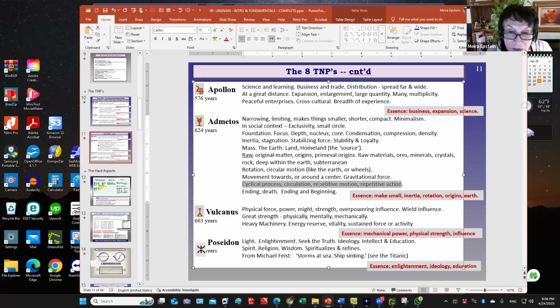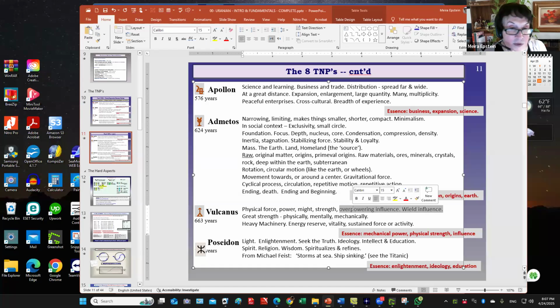Vulcanus. Vulcanus is nice. Vulcanus is physical force, power, might, strength, overpowering influence, wielding influence. Look at the word influence. You know, nowadays on YouTube, we have all these young people who are influencers. It's a hot new item among young people. They become influencers, and they have all these millions of followers, right? Everybody, you've run into it, right? Yes. So I have found this to work also in that case.